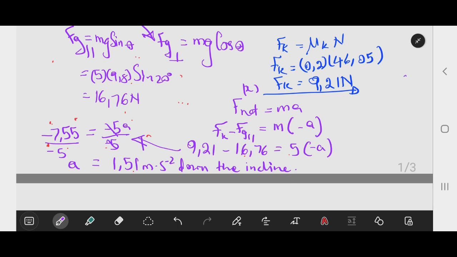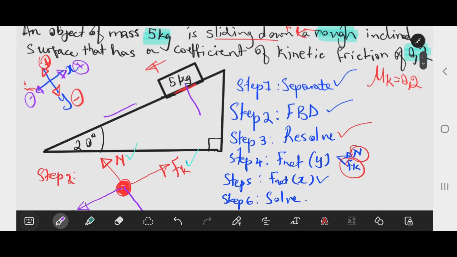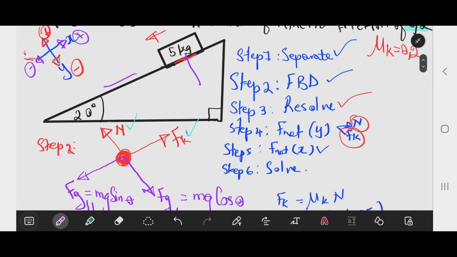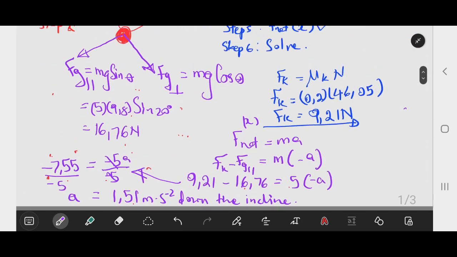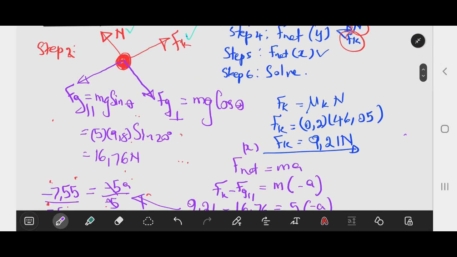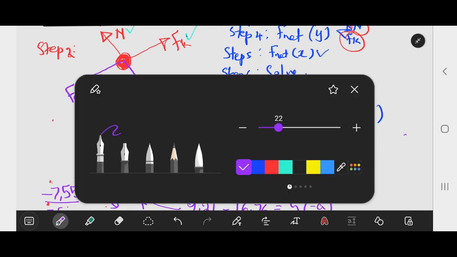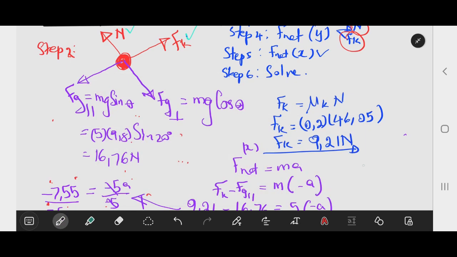Okay, so looking at this analysis, we can see that if the angle of inclination is 20 degrees, from our steps, we are getting a normal force of 46.05, right? So let me write the conclusions here. We obtain the normal force as 46.05 newtons, because the normal force is equal to Fg perpendicular.